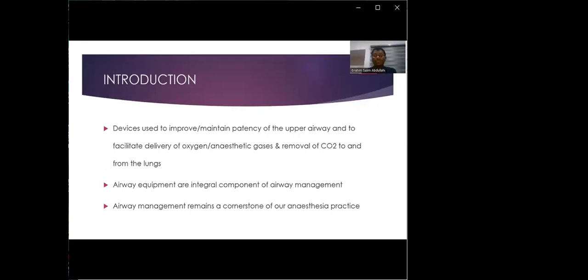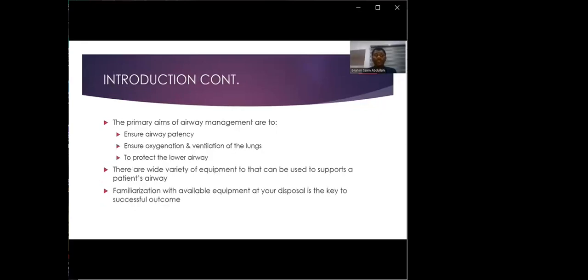So airway management remains a cornerstone of our anesthesia practice. And the primary aims of airway management are to 1, ensure airway patency, 2, ensure oxygenation and ventilation of the lungs, and 3, to protect the lower airway. So to achieve this, there are a variety of equipment that can be used to support a patient's airway.